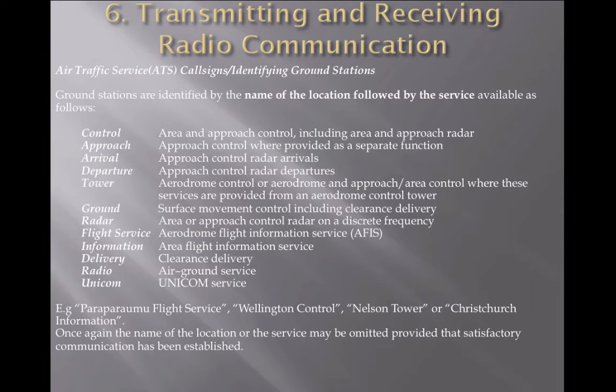Ground stations are identified by the name of the location followed by the service. For example, control, area and approach control including area and approach radar. Approach control where provided as a separate function. Arrival is the approach control radar arrivals. Departure, approach control radar departures. Tower, aerodrome control or aeronautical and approach area control where these services are provided from an aerodrome control tower. Ground, surface movement control including clearance delivery.